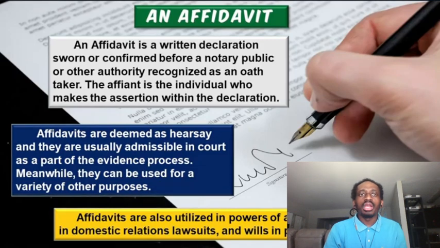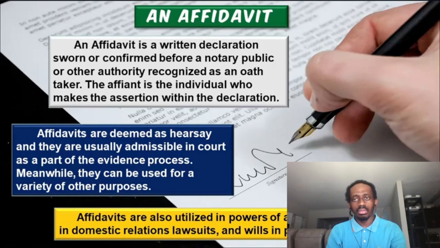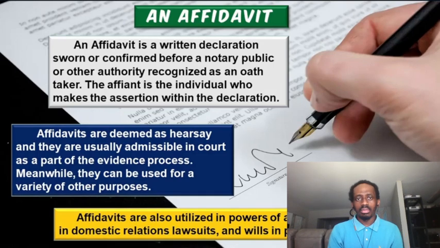You have to learn. It says a written declaration sworn or confirmed before a notary public or other authority recognized as an oath taker. The affiant or affiant is the individual who makes the assertion within the declaration. Or confirmed by a notary public or any other authority. And they are deemed as hearsay, and they are usually admissible in court as part of the evidence process. Meanwhile, they can be used for a variety of other purposes. An affidavit then therefore is deemed as hearsay statements, but it's admissible in court as well as part of what is called the evidence process. But it also could be used for a variety of purposes, such as you can write affidavits for power of attorney, such as affidavits for divorce, lawsuits, and probates.